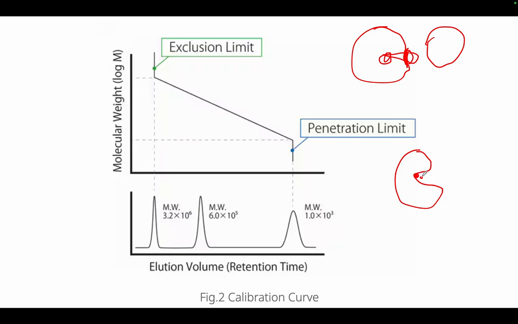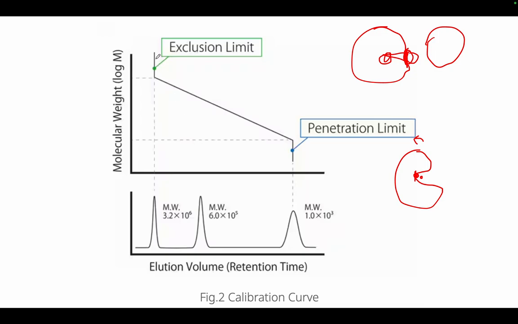But if I have another molecule which is this size, it can also go all the way inside and come out. So when we look at the separation of the column, these two are both going to elute together at the end because the column cannot differentiate between these two proteins. So this smallest diameter of the pore is called the penetration limit. For example, for this column, the penetration limit is 1 kilodalton. Any protein which is less than 1 kilodalton cannot be separated in this column. It is all going to elute together in this same peak.